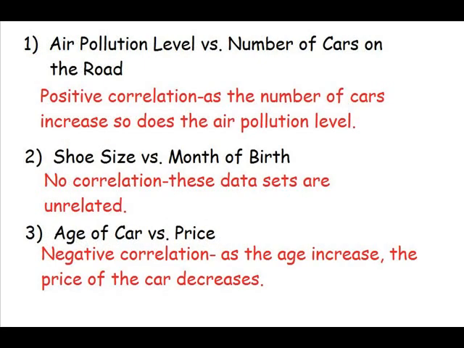Air pollution level versus the number of cars on the road is an example of positive correlation. The more cars there are on the road, the more air pollution there will be. Shoe size versus month of birth is another example of no correlation. Again, these two data sets are not related.